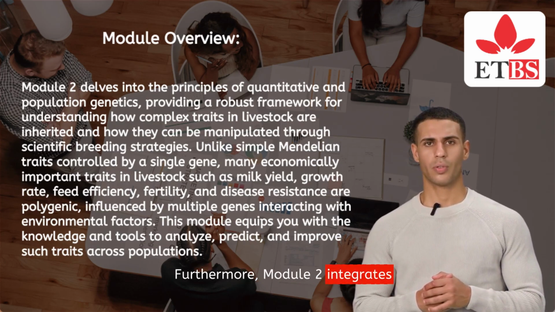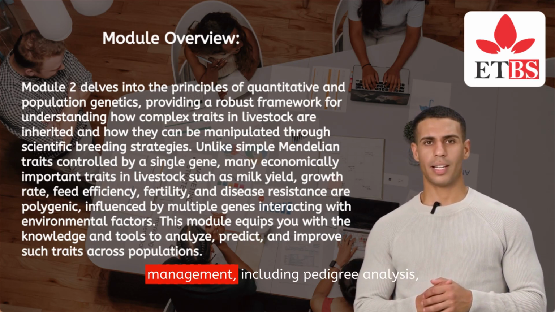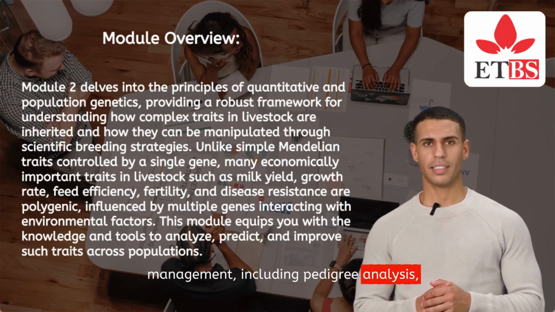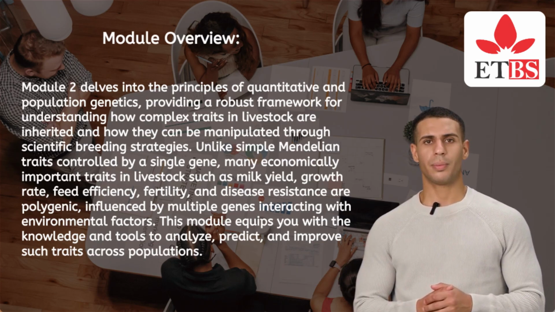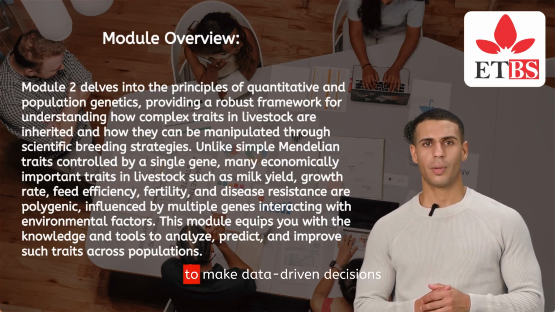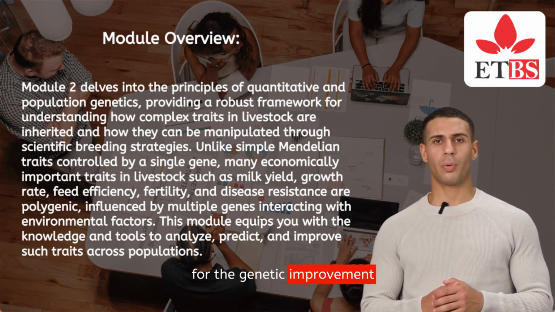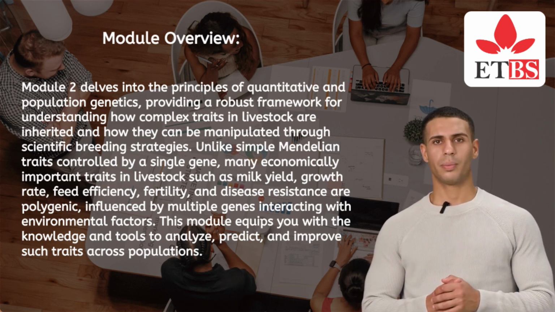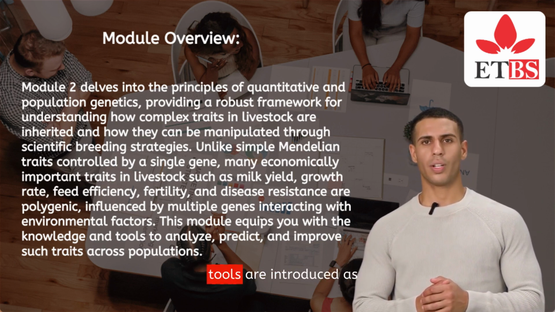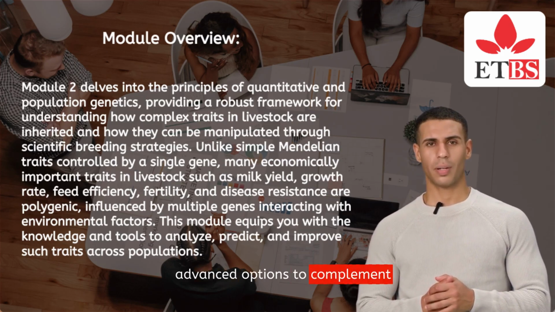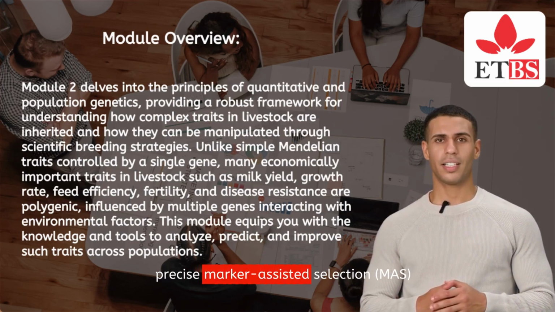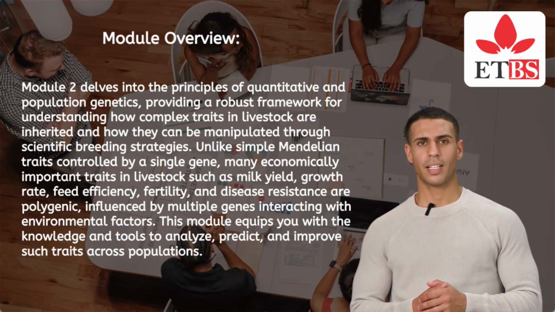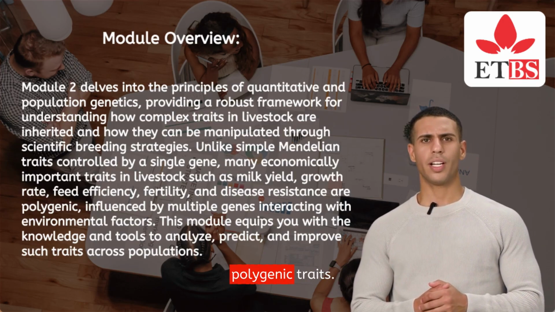Furthermore, Module 2 integrates modern approaches to population management, including pedigree analysis, estimation of breeding values, and selection indices. These tools allow breeders to make data-driven decisions for the genetic improvement of livestock populations. Molecular markers and genomic tools are introduced as advanced options to complement traditional quantitative approaches, enabling precise marker-assisted selection, MAS, and genomic selection for polygenic traits.